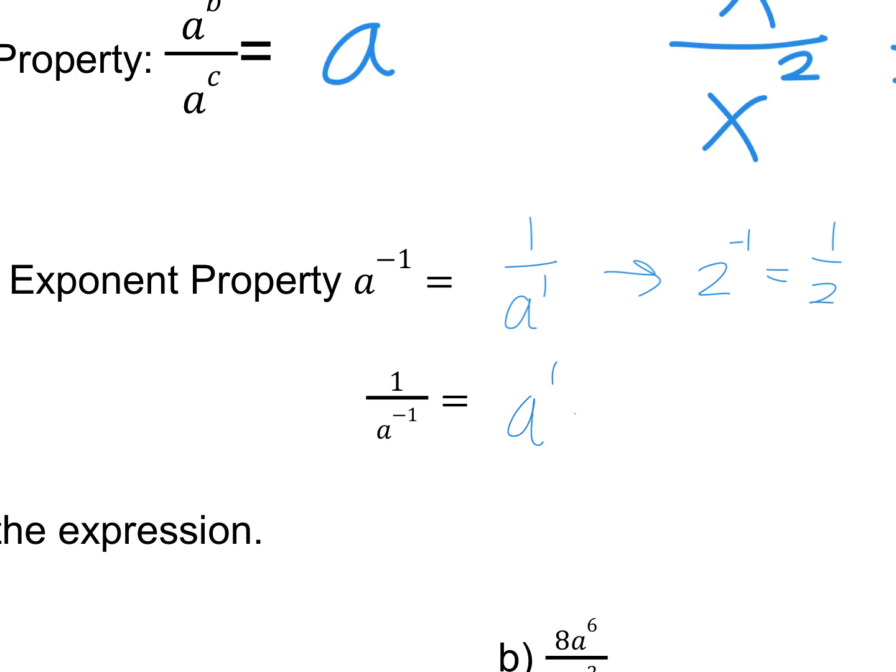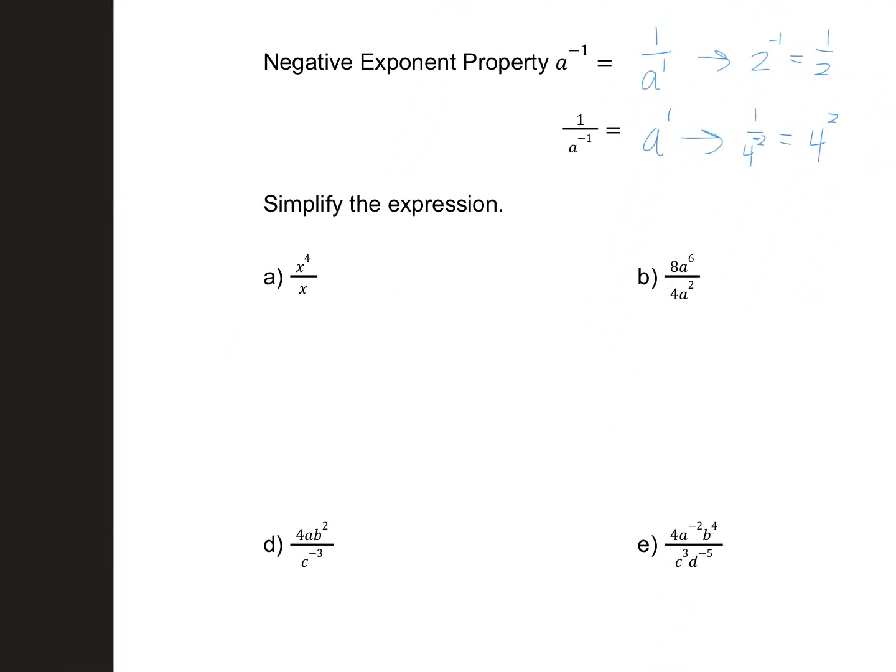And then the other side of this, let's say I had 1 divided by 4 with the negative 2 exponent. This would be the same thing as writing 4 with the positive 2, or 4 squared. Okay, so if you have a negative exponent, you take that term and flip it to either the numerator or the denominator, whichever one it is not currently in. All right, so let's get some practice with this now.